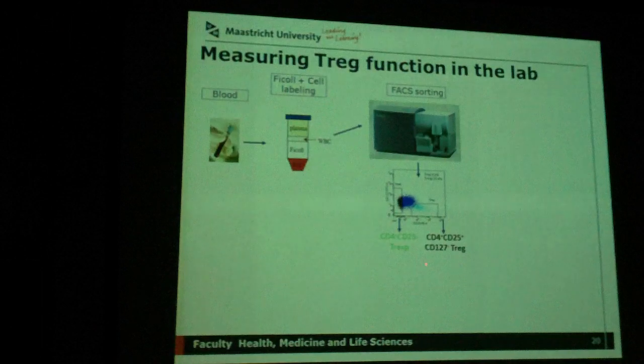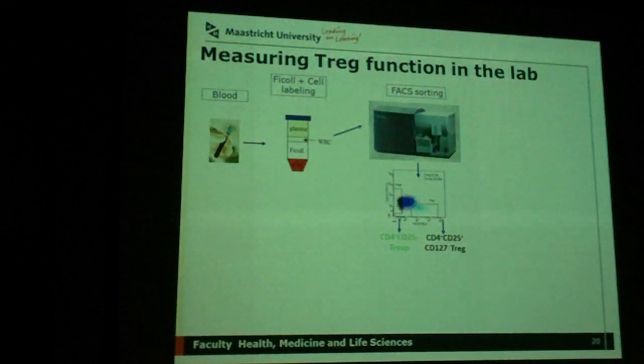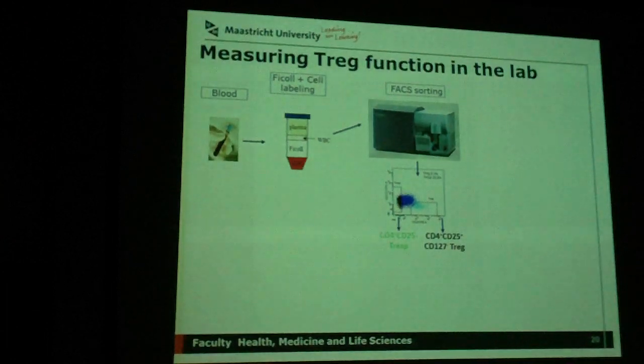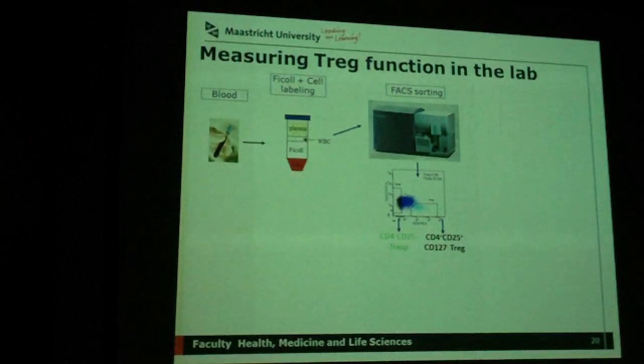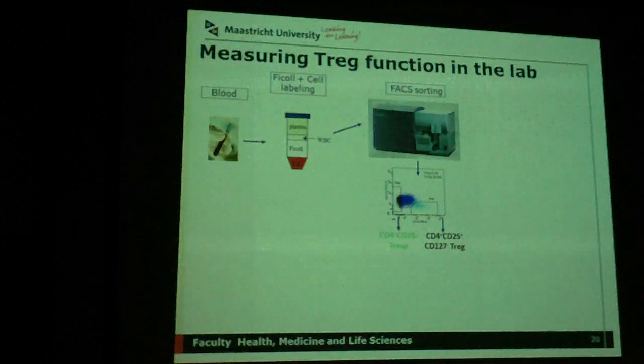In addition, you sort cells which we call the responder cells. They are CD25 negative, CD4 positive cells, and subsequently we stain these cells with the dye, CFSE, a fluorescent dye, which enables us to follow proliferation later on.